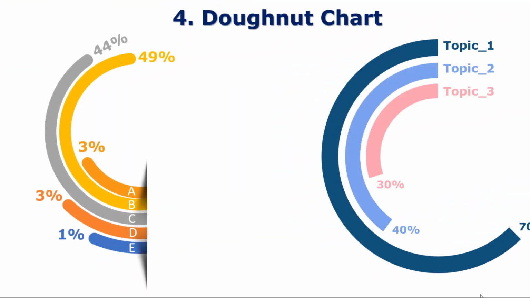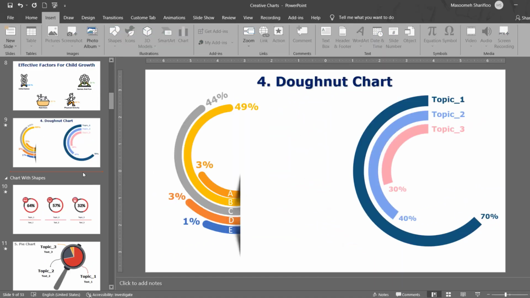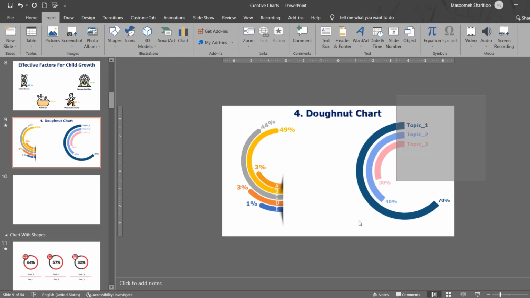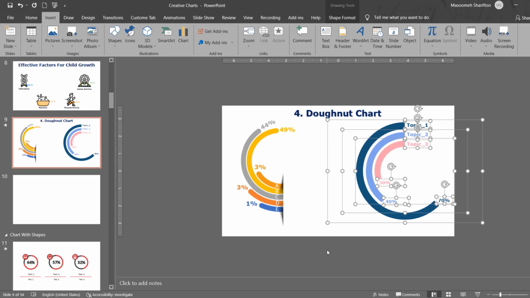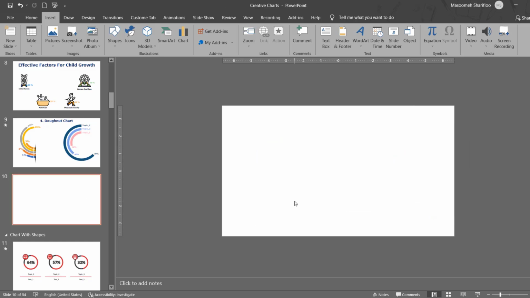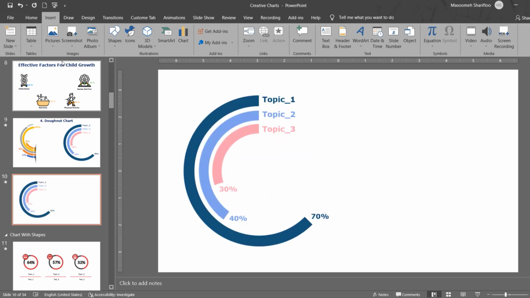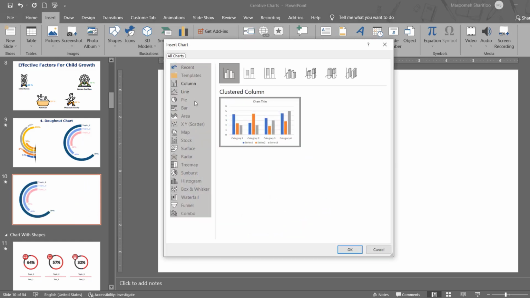How were they created? I create a blank slide again, and then I create this chart and add it in the blank slide to analyze its components. I select Doughnut from Insert and Chart and from the Pie Chart section. Then I click on OK.